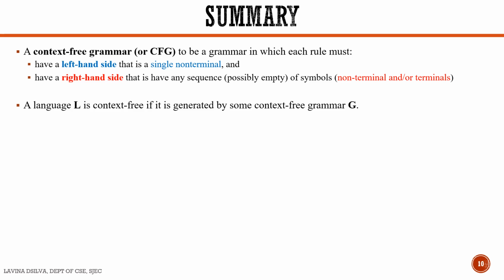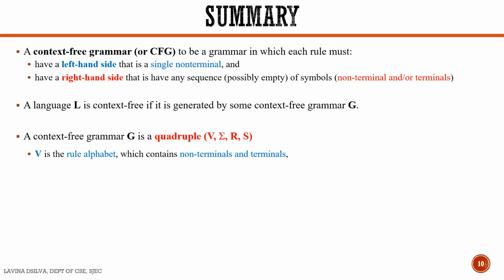A language L is considered context-free if it is generated by some context-free grammar. And a context-free grammar G is a quadruple consisting of 4 components: V, sigma, R and S, where V is the rule alphabet consisting of non-terminals and terminals, sigma is a set of terminals, R is a set of rules, and S is the start symbol of the context-free grammar.